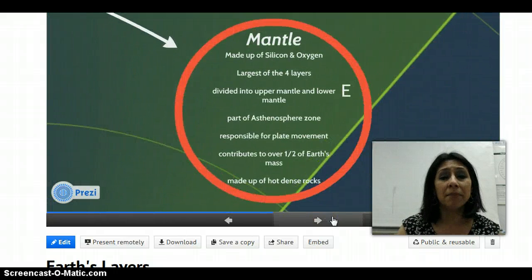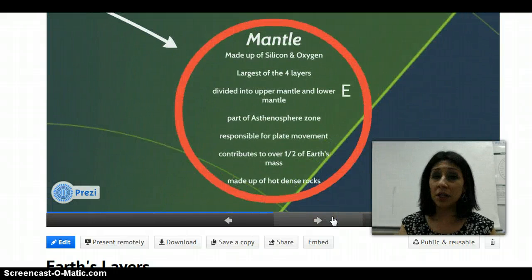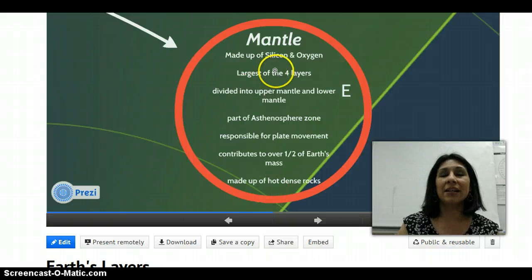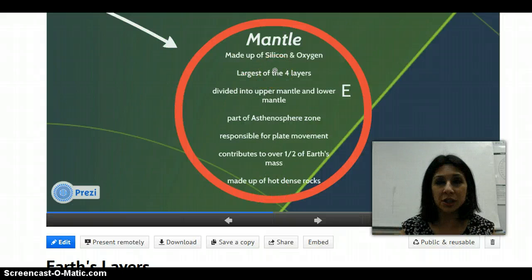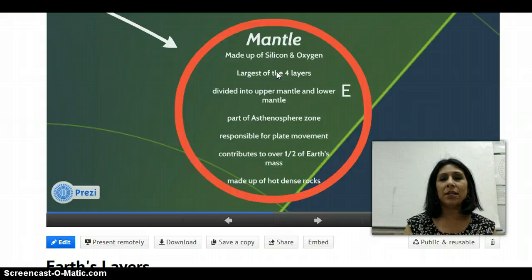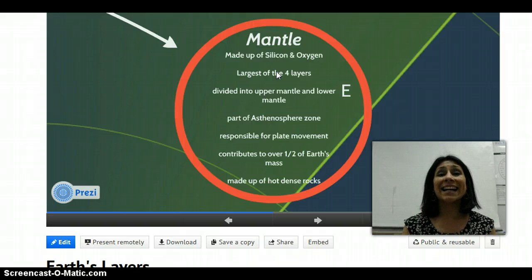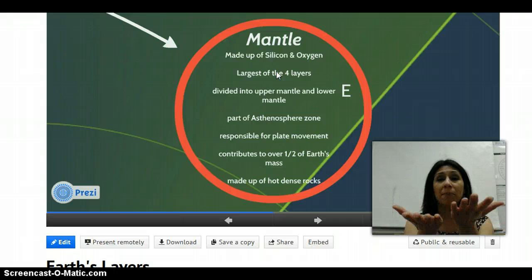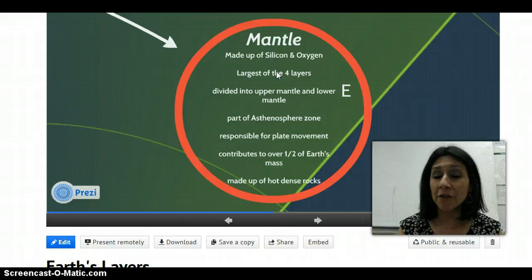If we move along to the mantle, it is made up of silicon and oxygen. We discussed that the mantle is the largest of the 4 layers. We discussed that the mantle is divided into the upper mantle and lower mantle. It is part of the asthenosphere. The mantle is responsible for the plate movement, okay? It contributes to over half of the Earth's mass.